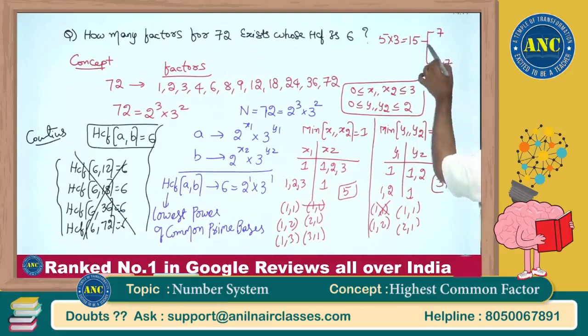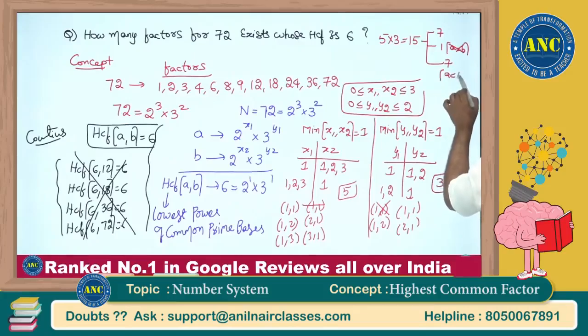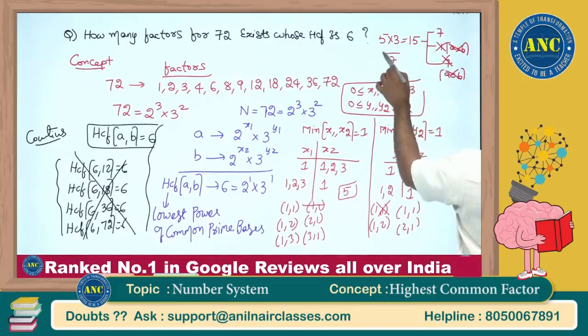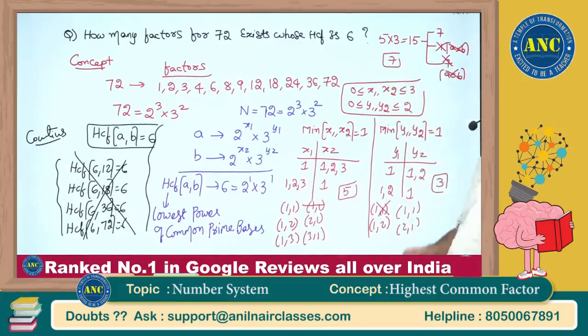7 cases here, 7 cases here, 1. It is A equivalent to B. It is A less than B. It is A less than B. So the answer for this question is 7. I hope the idea is clear.